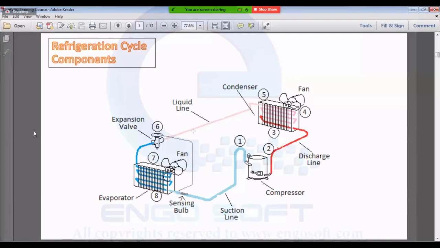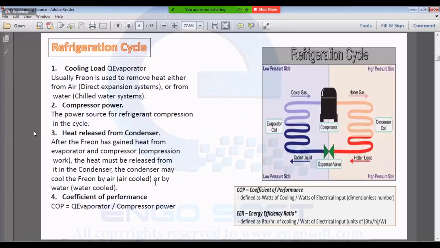It returns to a liquid line, right? Then through the expansion valve, it returns to be cold, evaporate, a cold liquid. Okay.